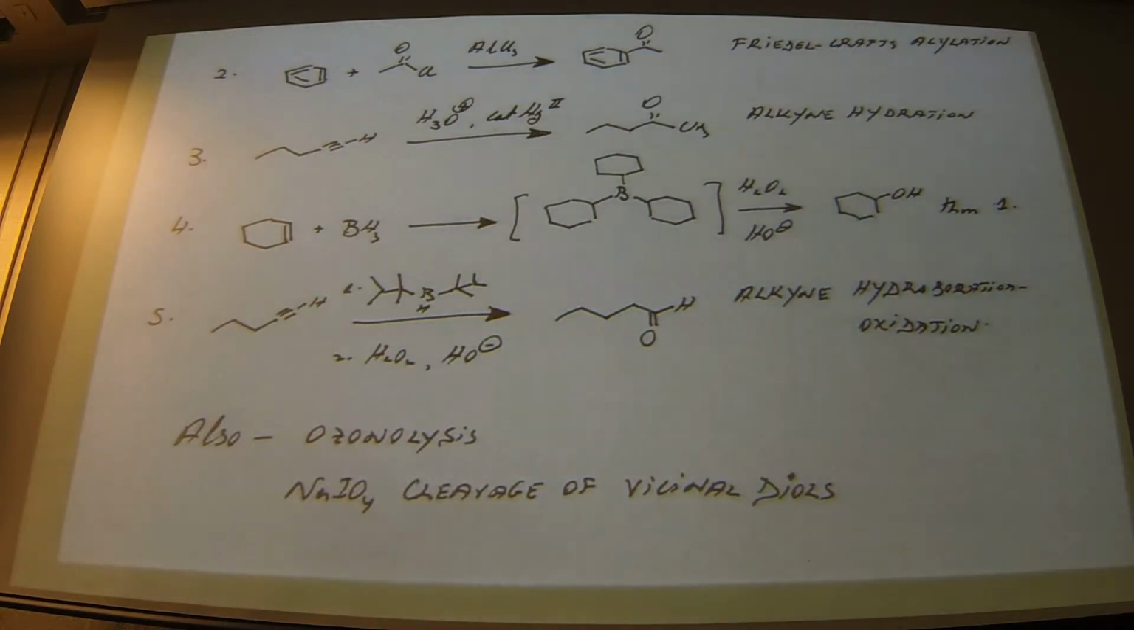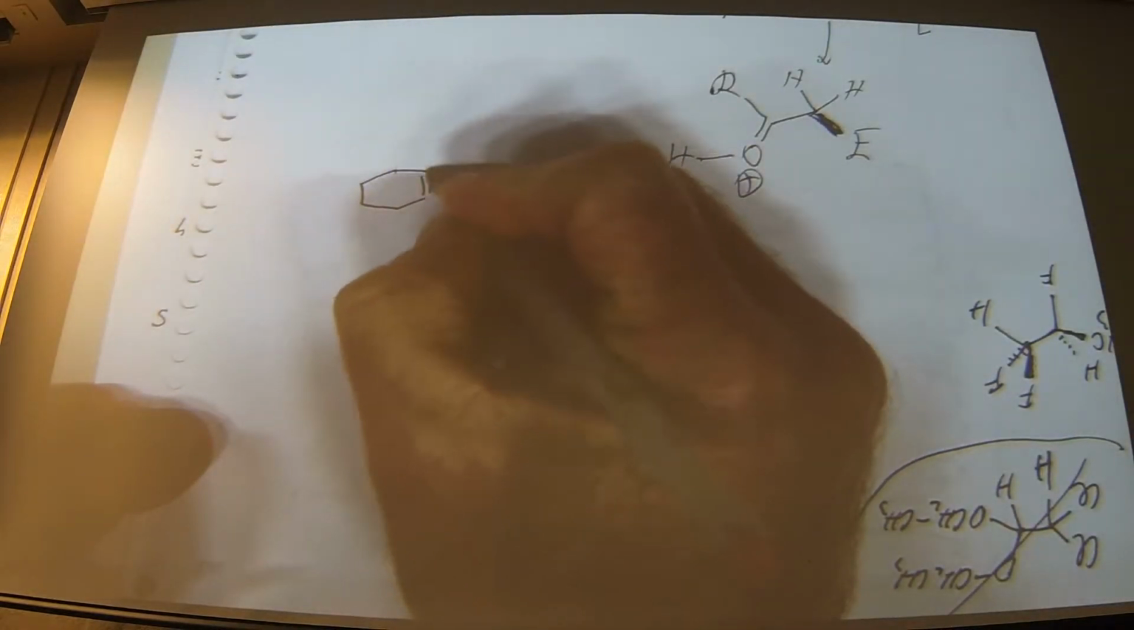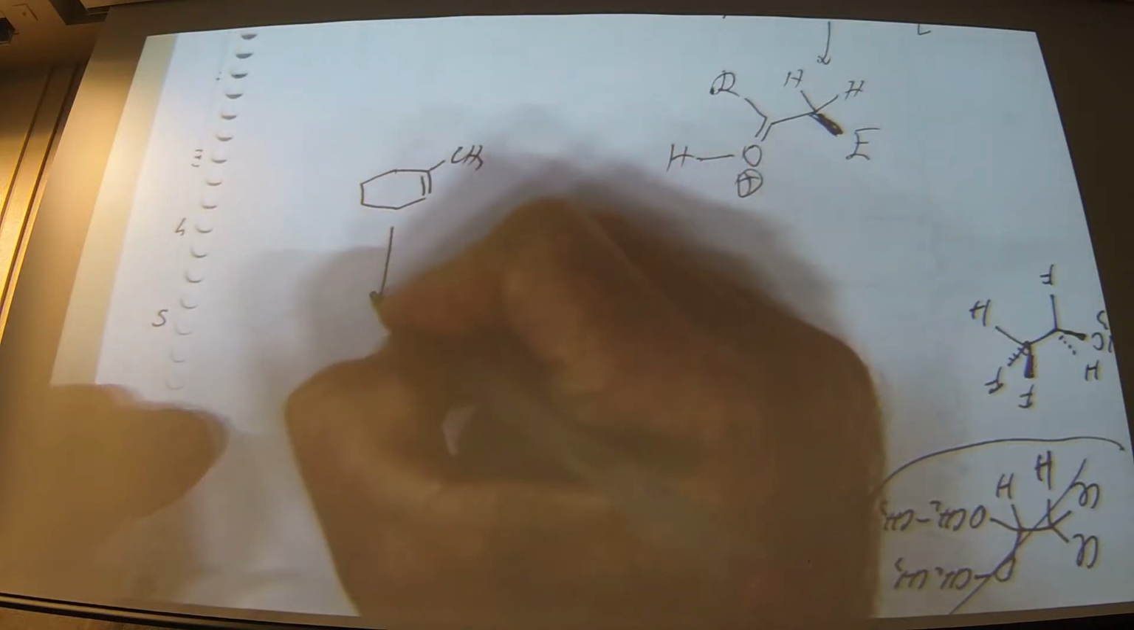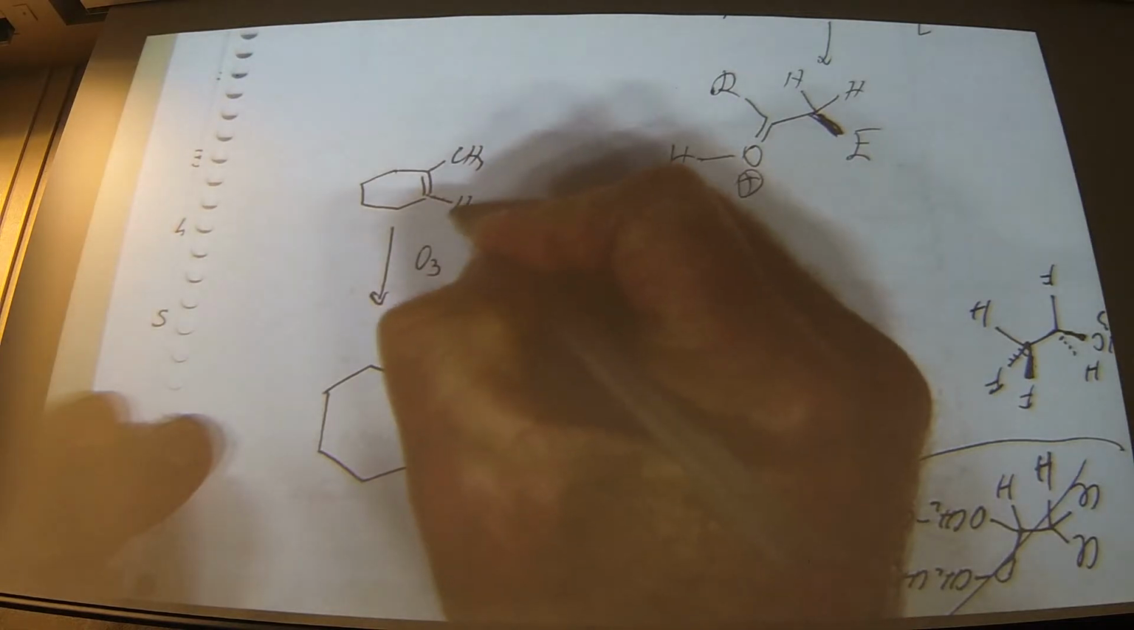Finally, don't overlook ozonolysis. That's kind of a specialized way of making carbonyls, but we know that we can chop C=C double bonds in half using ozone. Remember that if I start with methylcyclohexene and I treat this with ozone, I get an adduct, and that adduct rearranges and so on. And then what happens eventually is that I end up with a carbonyl here, and there's a hydrogen there, and a carbonyl there. So that would be the ozonolysis of a cyclic alkene.